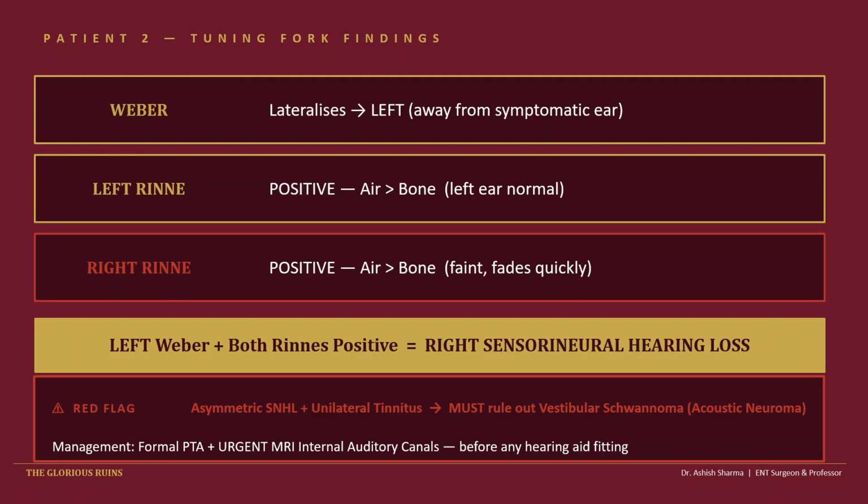So the management protocol would be a formal pure tone audiometry to quantify the deficit properly and precisely, of course, and an urgent MRI of the internal auditory canal to safely and definitively rule out any structural compression of the nerve. Safety before anything else, always. Patient 2, done, but with a critical safety net that the tuning fork alone could never have provided. Only clinical thinking could have provided that.